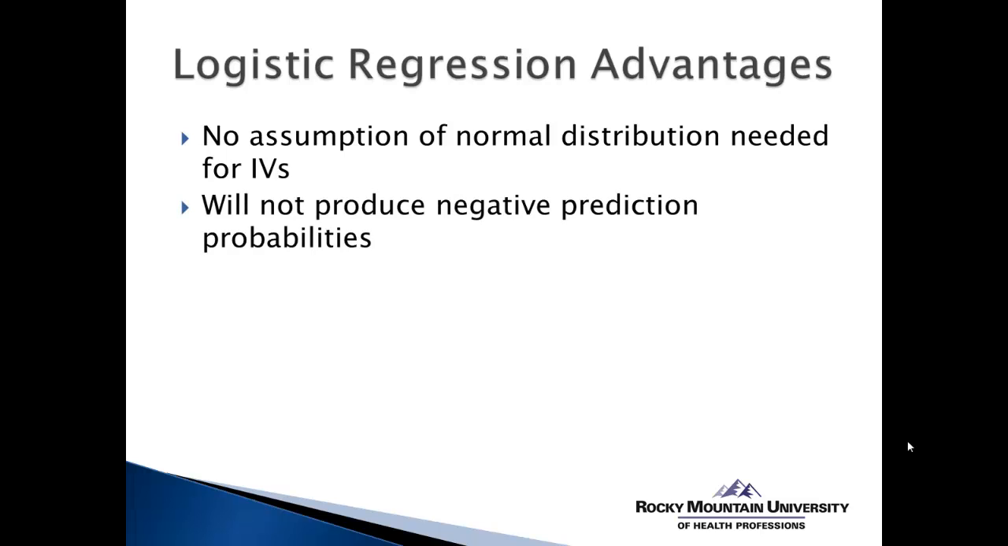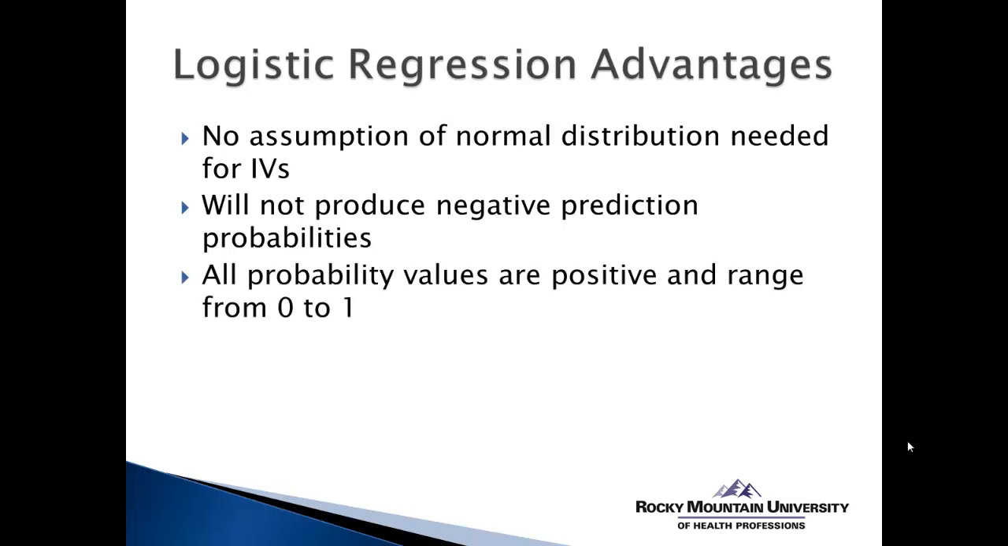Now when we calculate out the probabilities, it will not produce negative prediction probabilities. So again, that makes interpretation a little bit easier. We can have a very definitive idea of what's the likelihood that someone is going to have a certain group membership. And so that makes interpretation and communication of what the model is telling us a little bit easier. So all probability values that are produced when we create the model, and you'll see that more when you watch the YouTube video of the actual analysis steps, are always going to be positive and are going to range somewhere from 0 to 1.